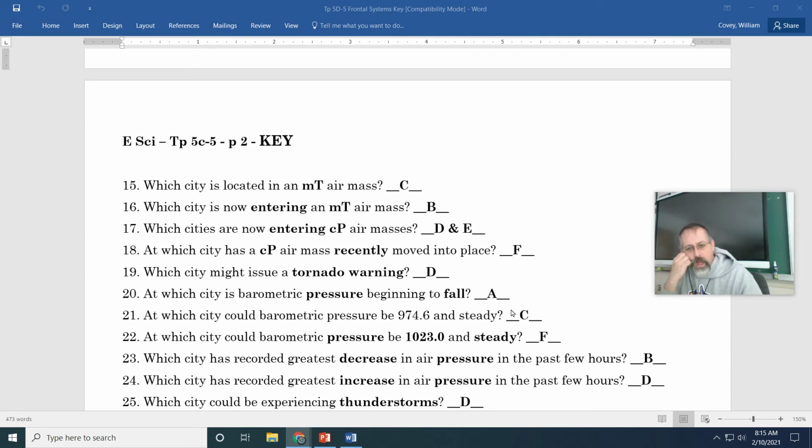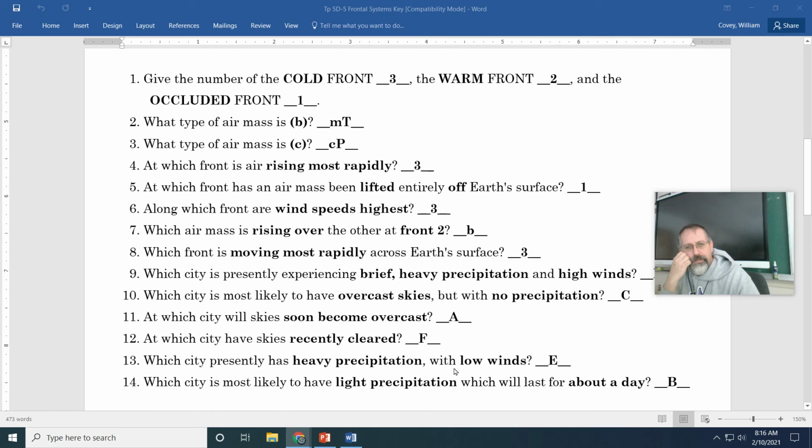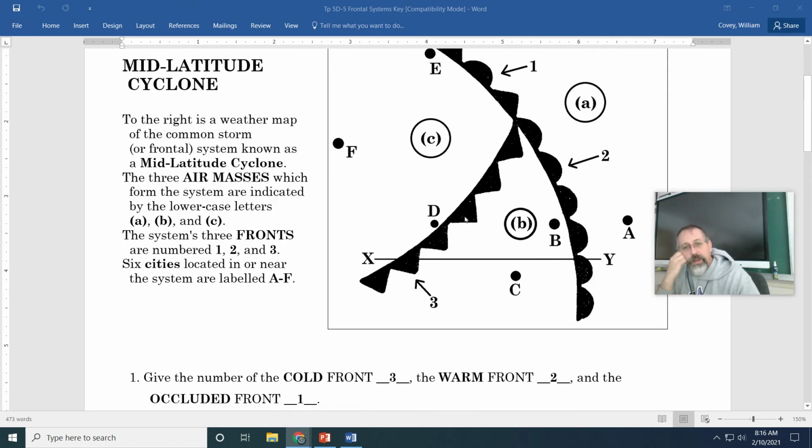All right, so 23, which city has recorded a greatest decrease the past few hours, and 24, greatest increase in the past few hours. So decrease would mean you're coming from cold, dry air going to warm, wet air. So that's going to be city B. The warm front has just passed over you, so that would have caused you to have a decrease in pressure. And greatest increase, city D here, the front just went over it. You went from warm, wet air to cold, dry air. And so that's going to be a great increase in pressure. So B for 23, D for 24.